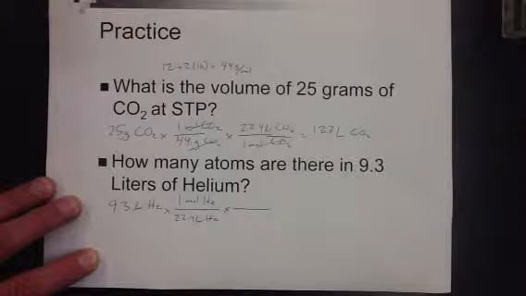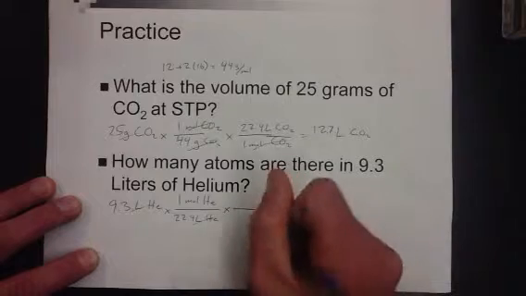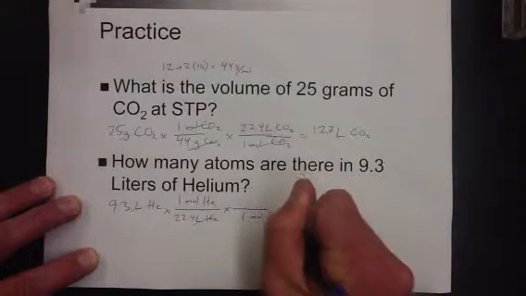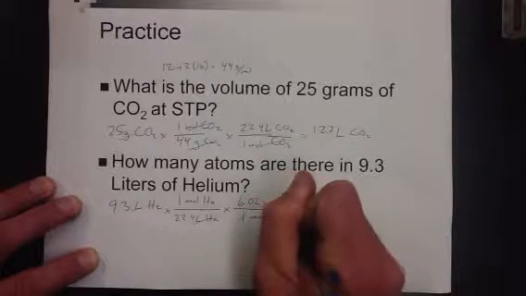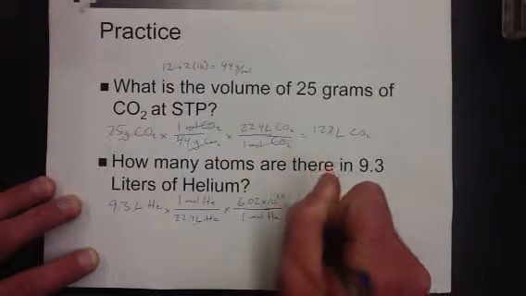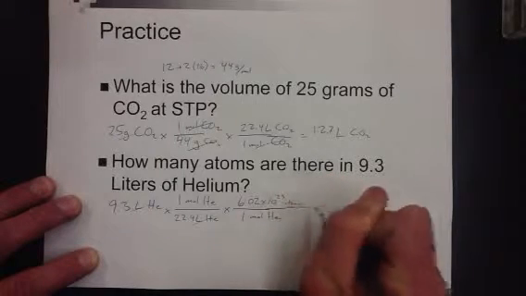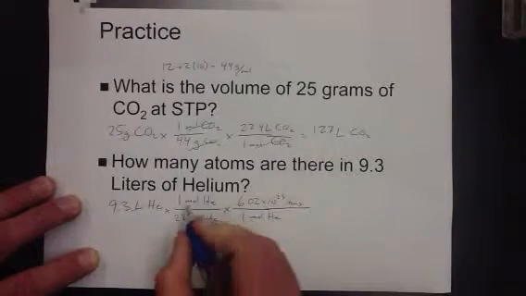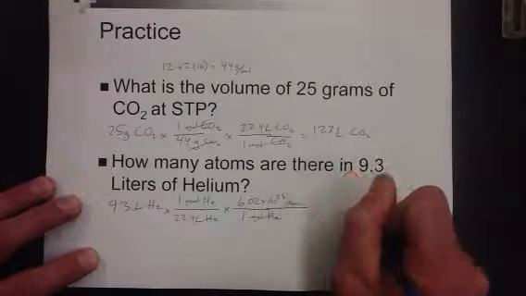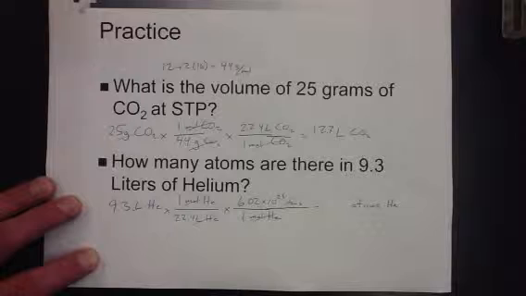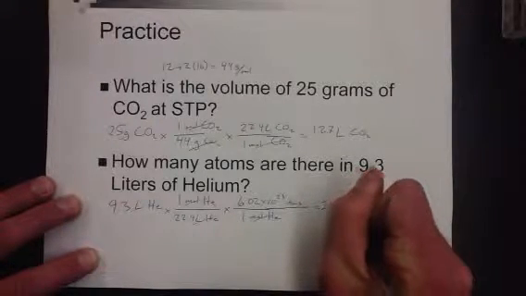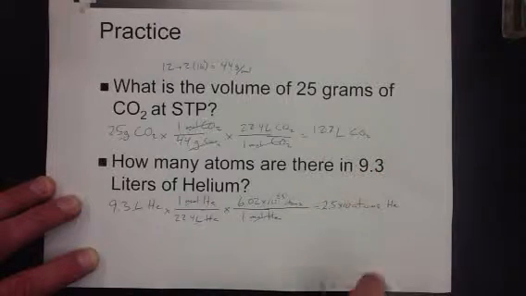And then the second step here is we're trying to figure out how many atoms. So we use the relationship between moles and atoms. We know that 1 mole of helium or any other substance contains 6.02 times 10 to the 23rd atoms. And the moles of helium will cancel out, and your final answer will be atoms of helium. And if we do that on our calculators, we get 2.5 times 10 to the 23rd.